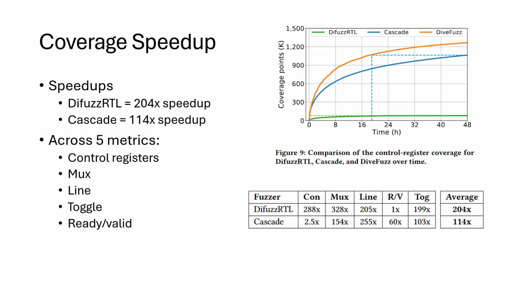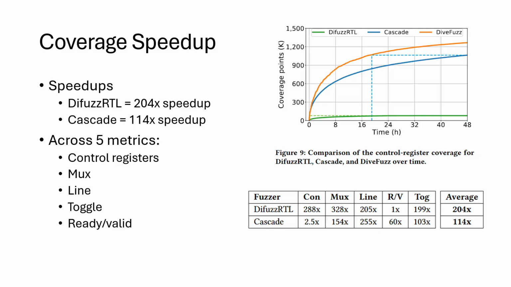DiveFuzz, according to the authors of the paper, reaches the same coverage 204 times faster than DiveFuzz RTL and 114 times faster than Cascade. And then it's not just 2x or 10x faster. This is like 2 orders of magnitude, almost.